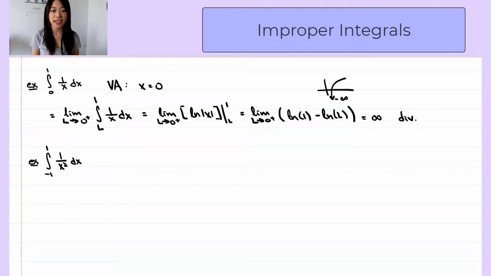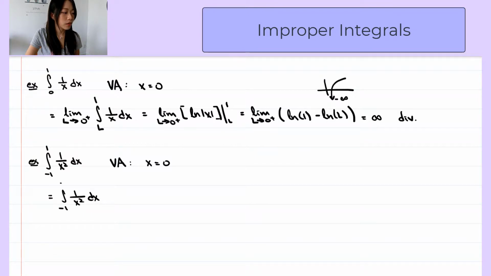Now let's look at the second example. Here we have the integral of 1 over x squared evaluated from negative 1 to 1. This function has a vertical asymptote at x equals 0, which is within the bounds. So here we are going to use the properties of integrals to rewrite this as the integral of 1 over x squared evaluated from negative 1 to 0 plus the same integral but evaluated from 0 to 1.